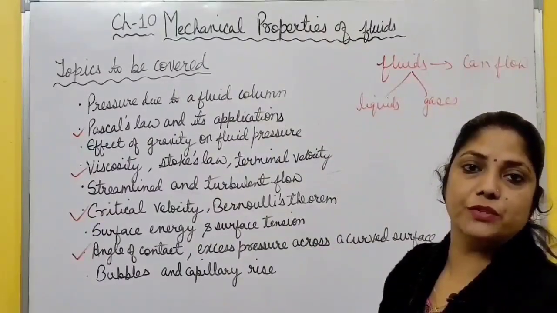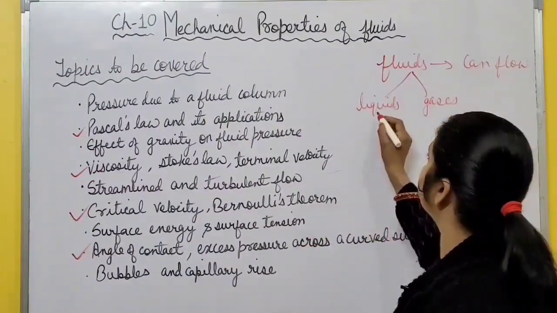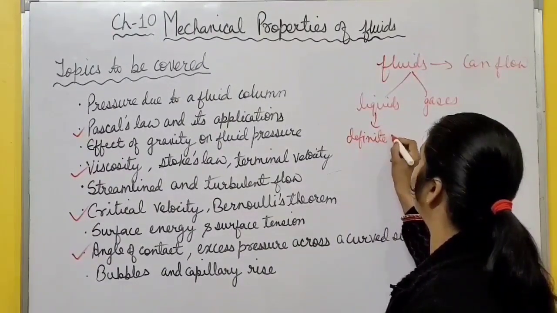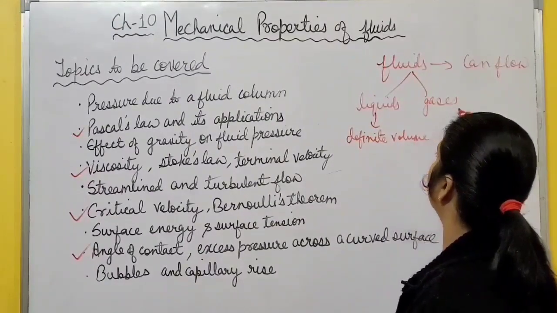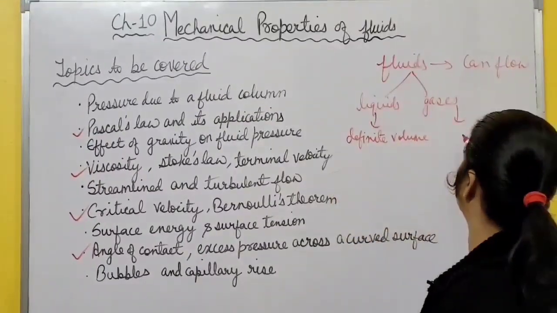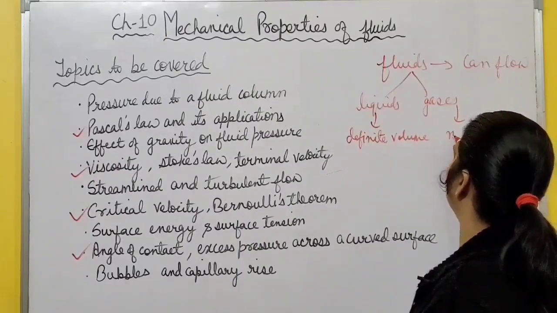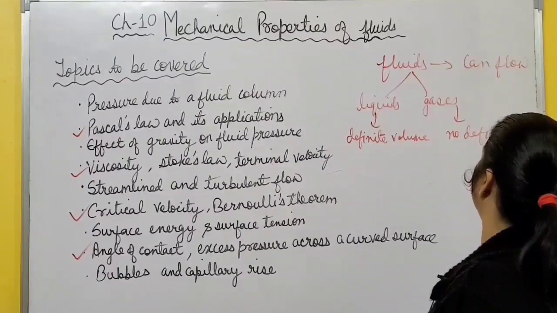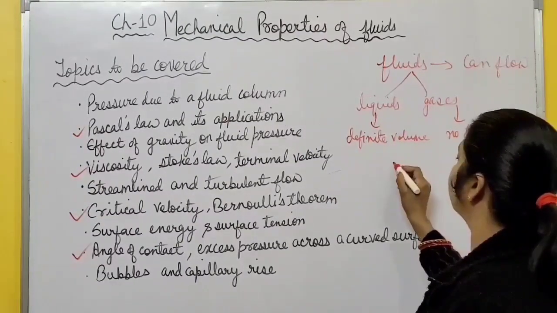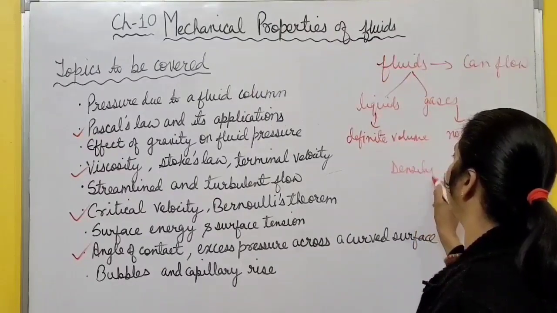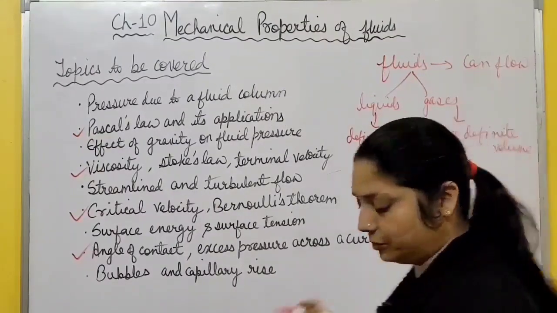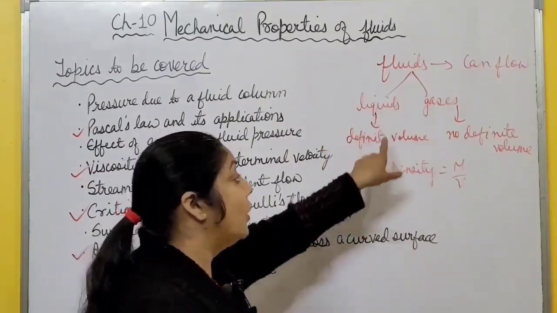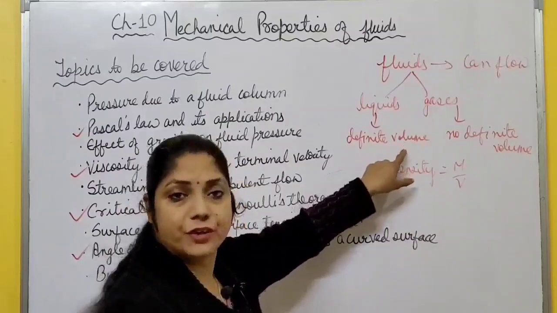Liquids are those fluids which cannot be compressed. It means it has fixed volume, definite volume. And gases are those fluids which can be compressed, right? So it has no definite volume. It means volume is not fixed. And you know, density is equal to mass by volume. So liquids cannot be compressed, so they have a definite, fixed volume.